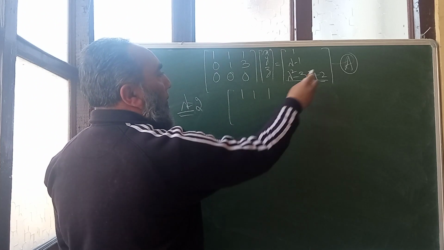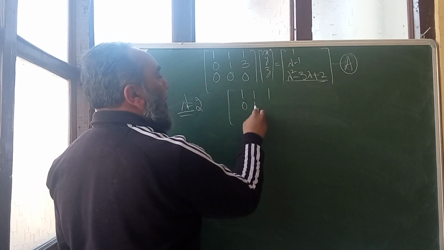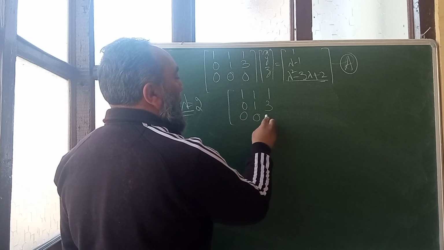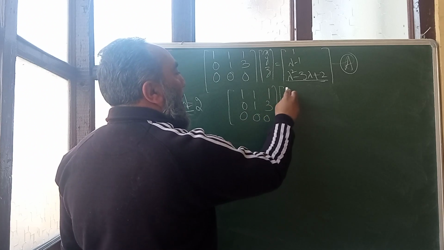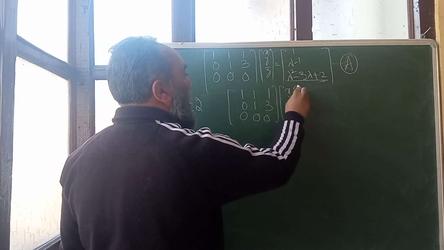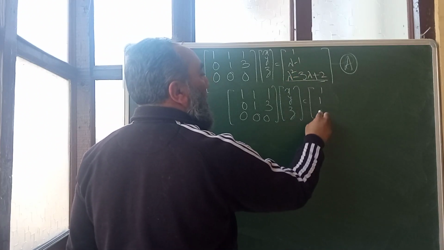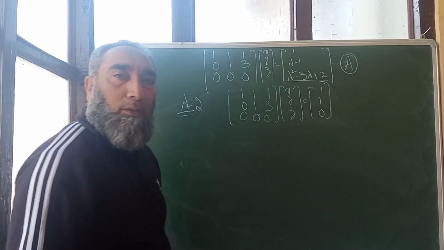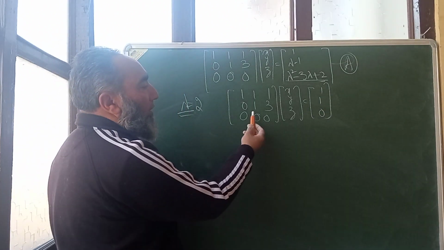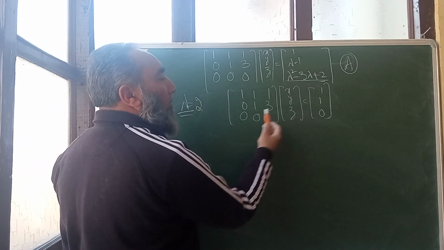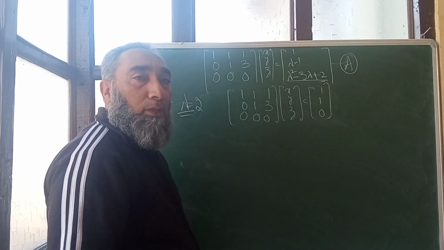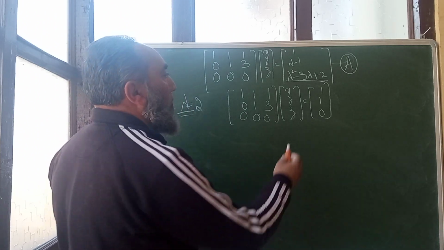I will have 1 1 1 from this A, 0 1 3 0 0 0 x y z. Now lambda is 2. 1 2 minus 1 is 1, and this is 0 because this is the root of the equation. So you can see rank of A is 2, rank of AB is 2, and unknowns are 3, infinite solutions which are given by this.